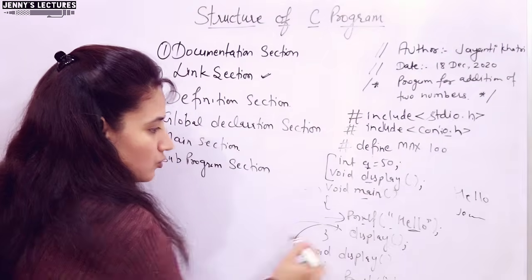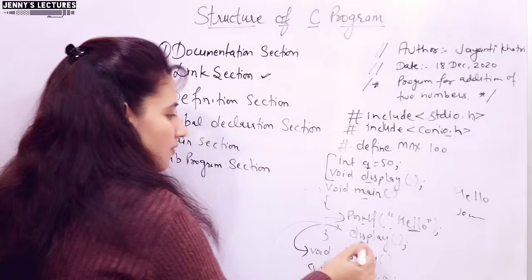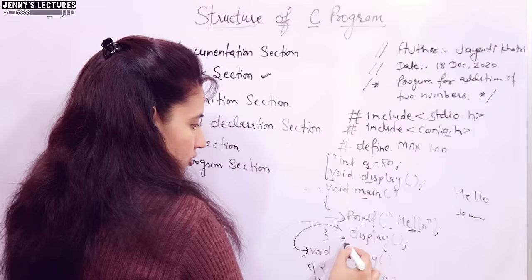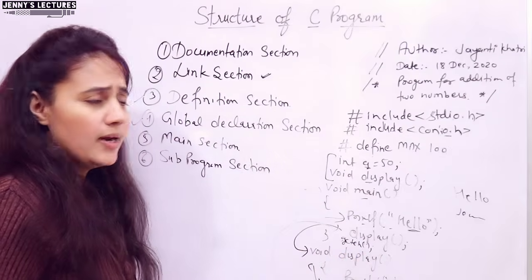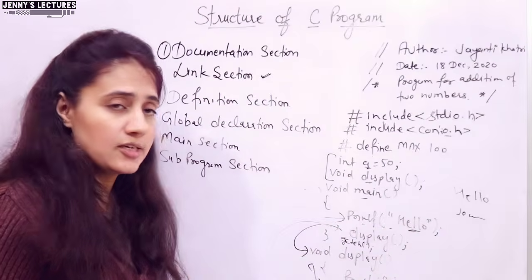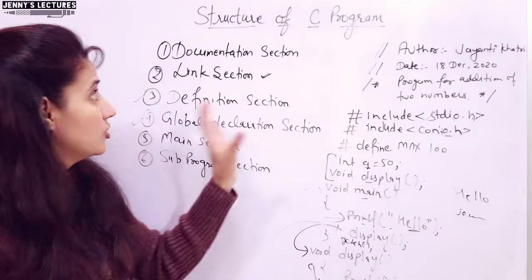Then control will go back to the main function, and after that in main you can write getch to hold the output screen. Right, that's it. This would be the output: hello and Jenny's lectures. Right, so this is the structure of a C program.